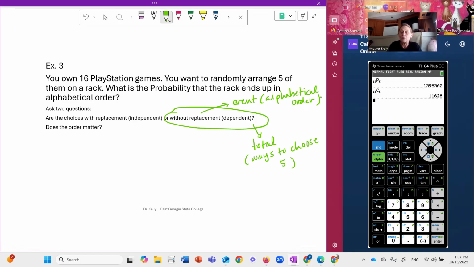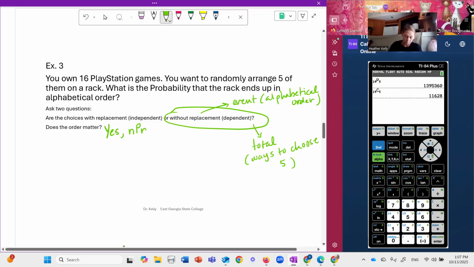Okay. Now, does the order matter? Order does matter because it's alphabetical order. There's no other alphabetical order to choose from, right? We have our A, B, C, D, E, F, G, blah, blah, blah, right? We don't have one that is A, B, C, F, G, D, E. It doesn't go in that order. There's only one alphabetical order. So does order matter? Yes. And because order matters, we're going to use nPr.